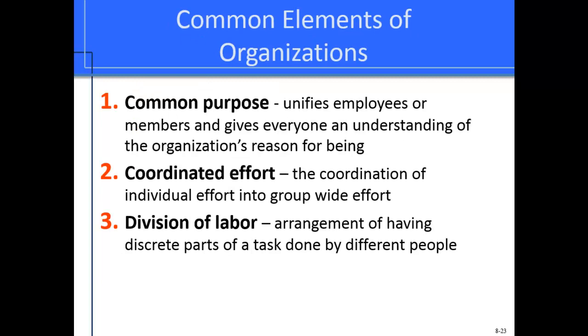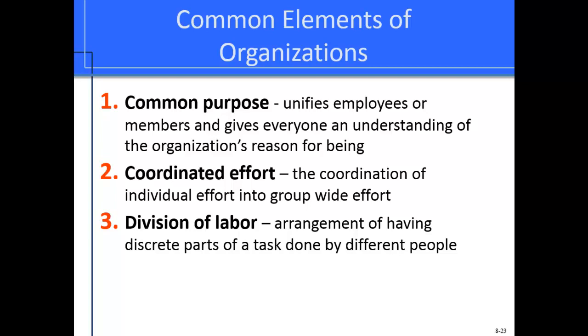8.4 discusses the major elements of an organization, and organizations have 7 elements, listed here. The common purpose unifies its employees or members and gives everyone an understanding of the organization's reason for being. The coordinated effort is working together for a common purpose. The common purpose is realized through a coordinated effort, the coordination of individual efforts into a group or organizational-wide effort. Individuals cannot do everything by themselves.